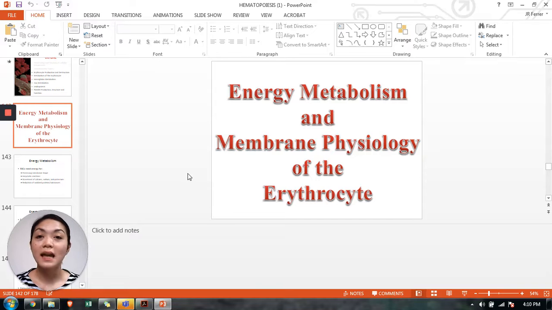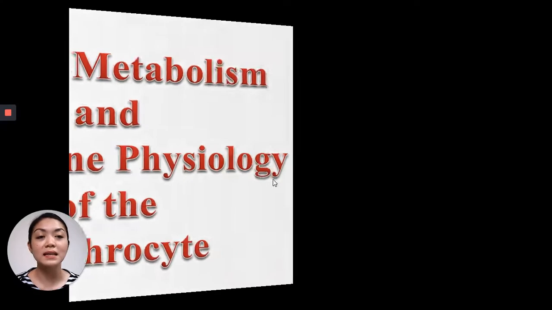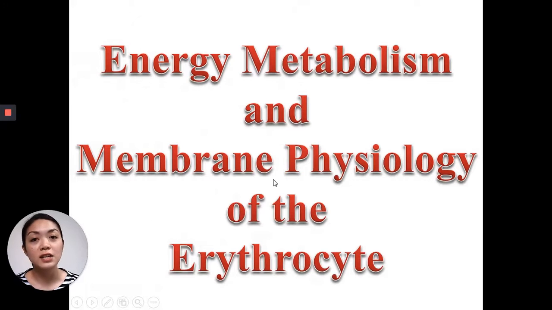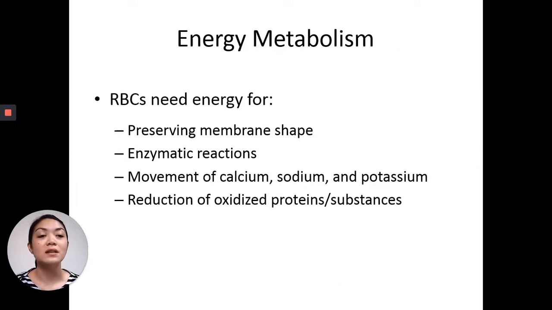So we have first energy metabolism. Our red blood cells basically need energy for what? These are the following uses of energy of a red blood cell. Number one, it's really to promote the membrane shape. As a review, the shape of our red blood cell is described as a biconcave disc, and in order to maintain that shape, it requires energy.